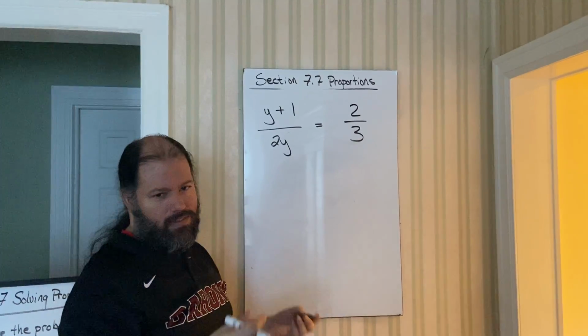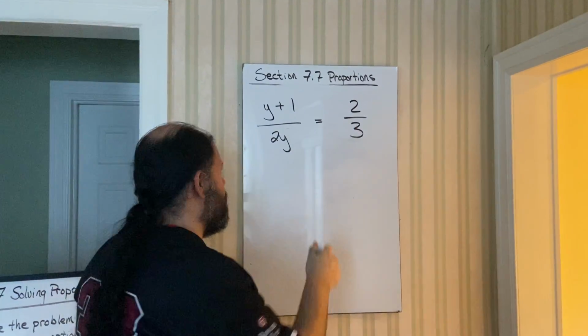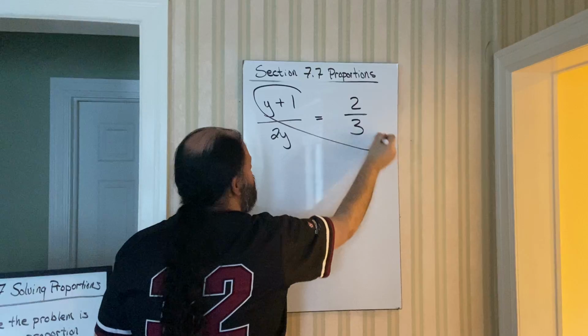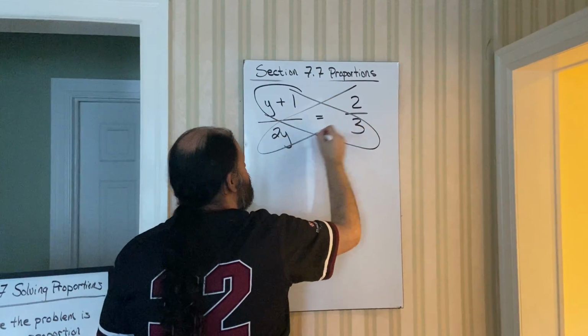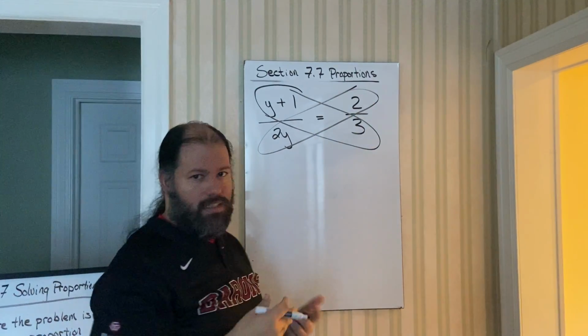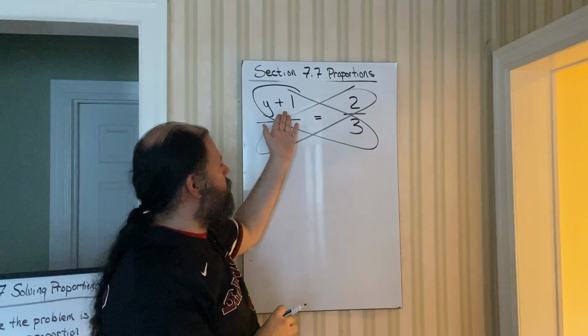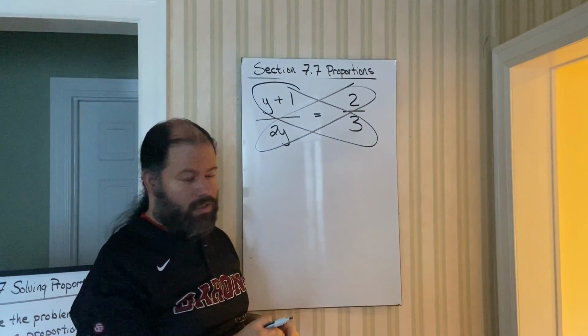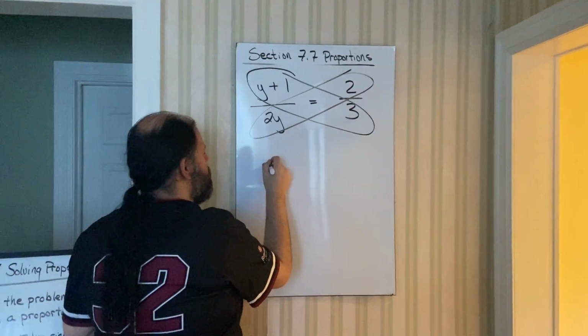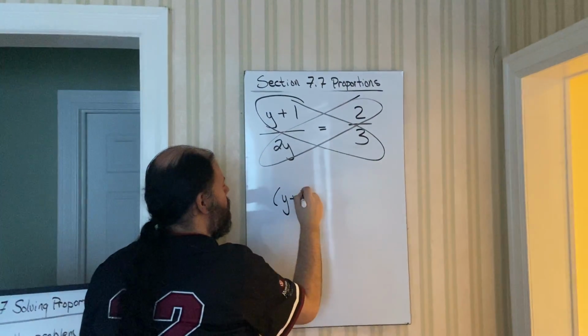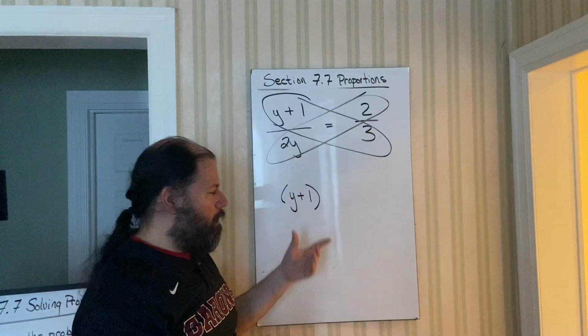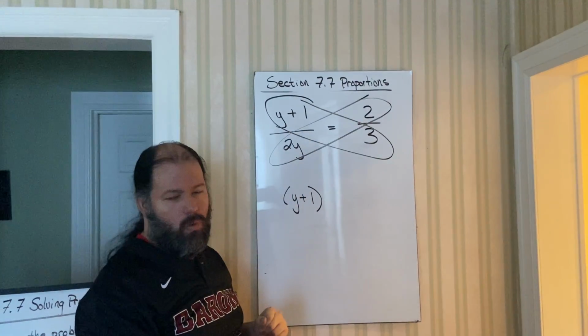So now, step 2, draw your butterfly wings. This and this, this and this. Next, rewrite the problems using parentheses to separate each corner. So we have y plus 1. Notice I put that in one set of parentheses because that's one corner.